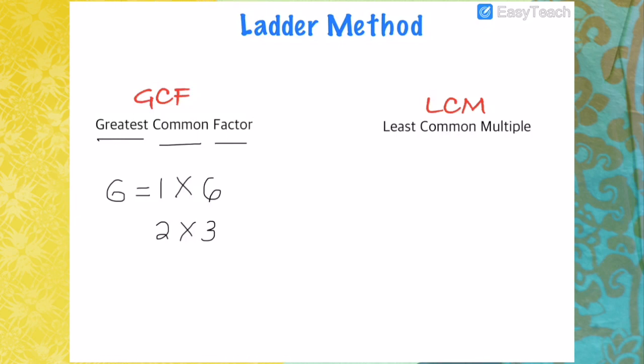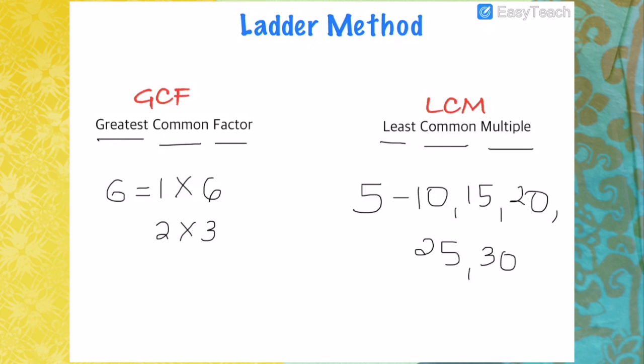LCM means least common multiple, which means the smallest common multiple of two or more integers which are divisible by both. Multiple means a number that may be divided by another certain number of times without a remainder. For example, 5. The multiples of 5 include 10, 15, 20, 25, 30, and so on. Now let's go to our examples.